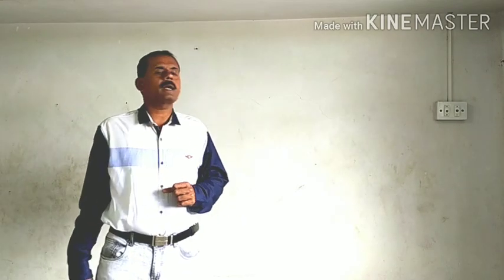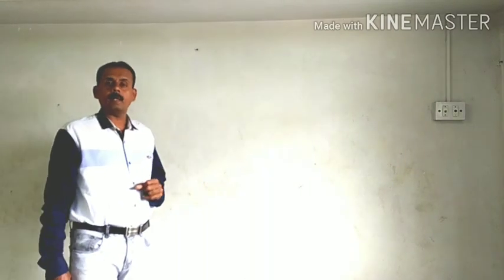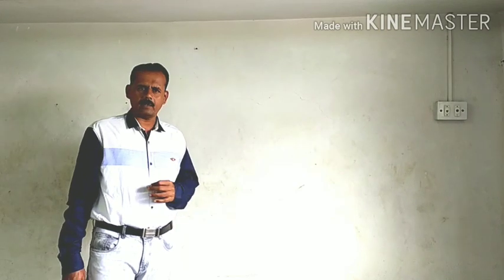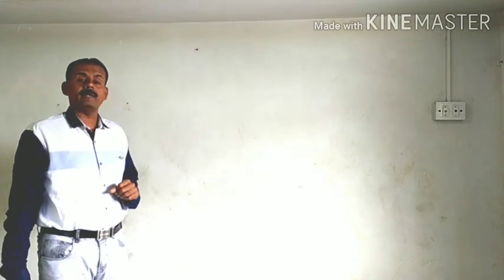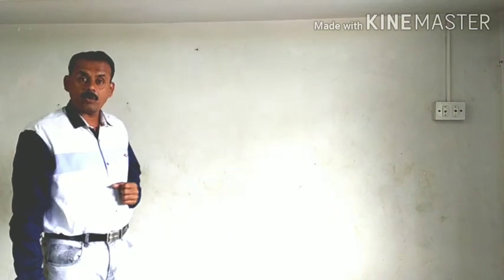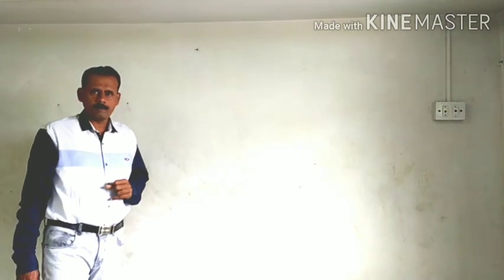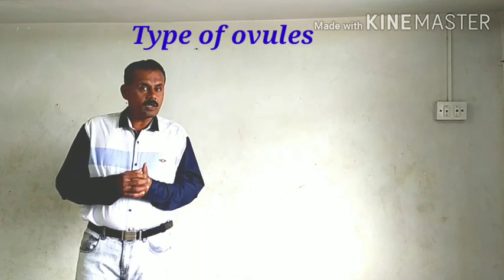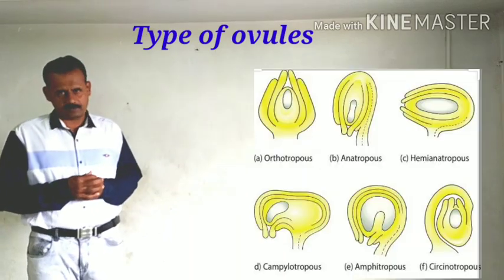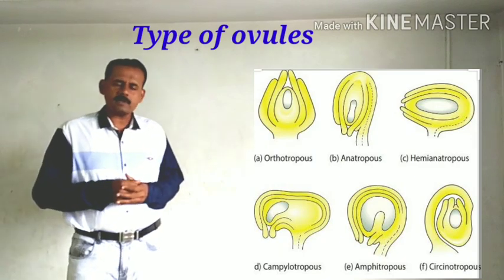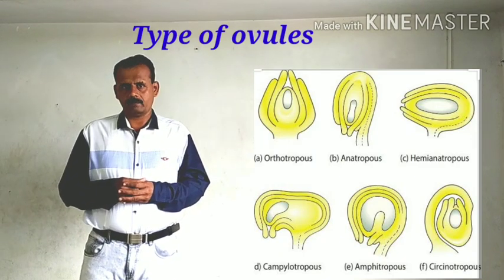What are the ovules? Ovules are called as integumented megasporangium. It is the technical name for the ovule. Today we are going to study the structure of angiospermic ovule. In angiosperms, different types of ovules are present. In all, there are 6 types of the ovules, on the basis of the position of funiculus, chalaza, micropyle.